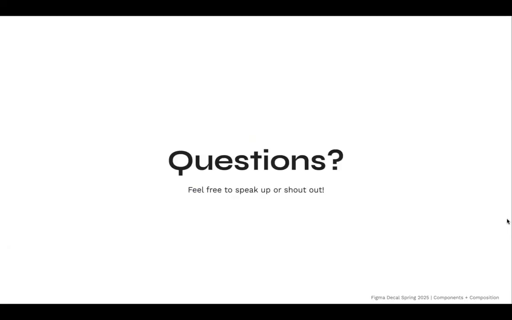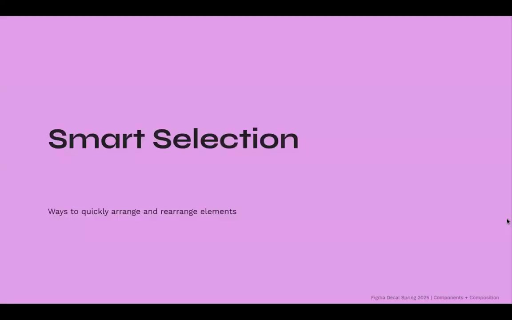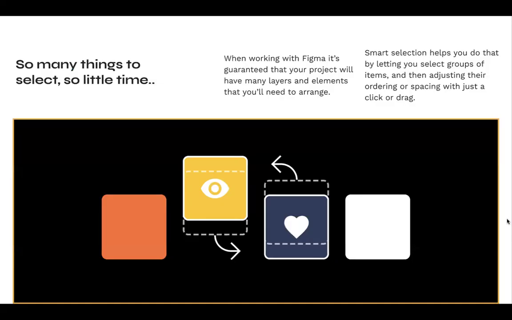It's kind of hard to visualize till you guys start doing it, but other useful tools are smart selection, grids and guides, and constraints. So smart selection is a way to quickly arrange and rearrange elements. When you're working with Figma, it's guaranteed that your project will have many layers and elements that you'll need to arrange. And then smart selection helps you do that by letting you select groups of items and then adjusting their ordering or spacing with just a click or a drag.